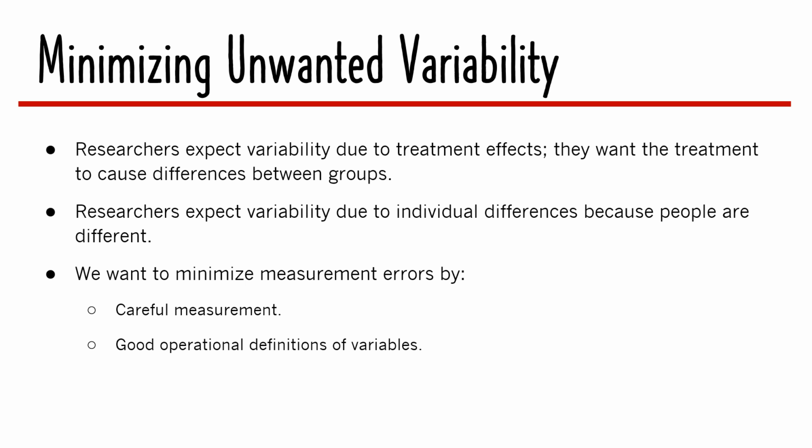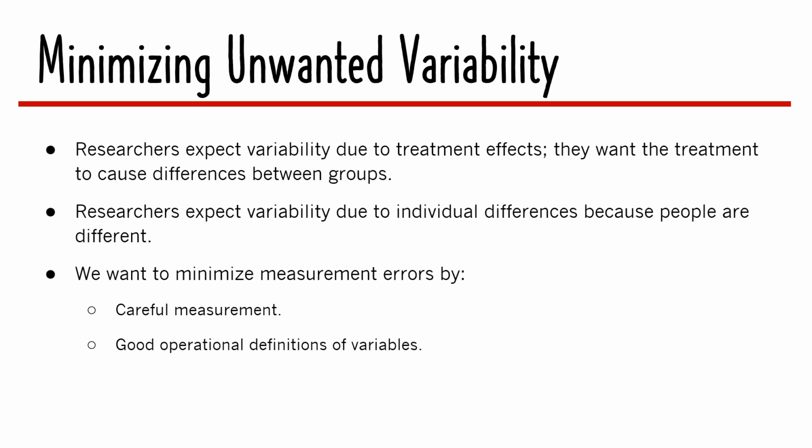So one source of variability that we do want and expect in a study is variability due to treatment effects. We want there to be different scores in the drug group and the placebo group because we want there to be an effect of our treatment. That's the reason we did the study. Right? So we want there to be treatment effects. We also expect that there's going to be variability due to individual differences because people are different, right? And so we don't expect everybody to have the same anxiety levels or depression levels or height or weight. People are different, and we're always going to have those individual differences in our study.